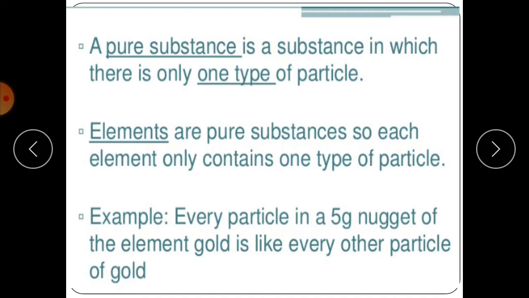We have discussed that an element is a pure substance. And what are pure substances? A pure substance is a substance in which there is only one type of particle. And the definition of an element is that elements are pure substances, so each element only contains one type of particle. For example, every particle in a 5 gram nugget of the element gold is like every other particle.